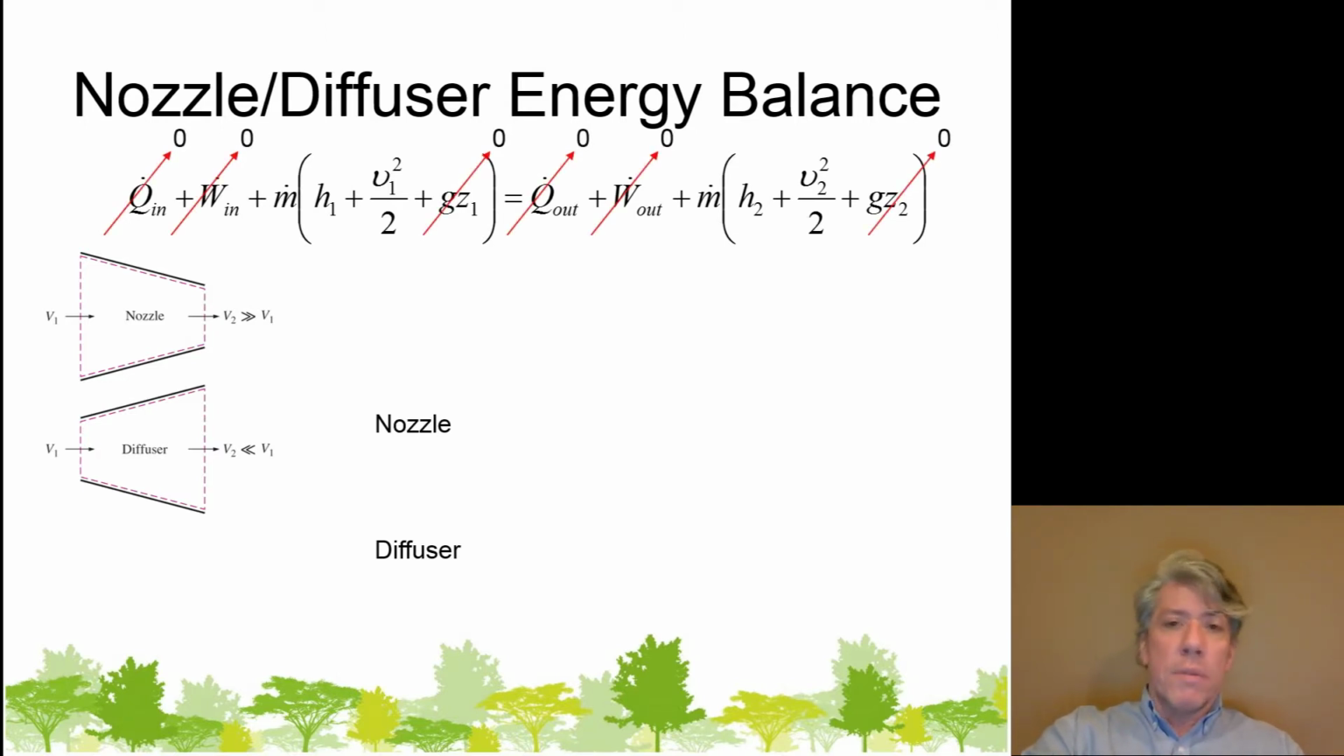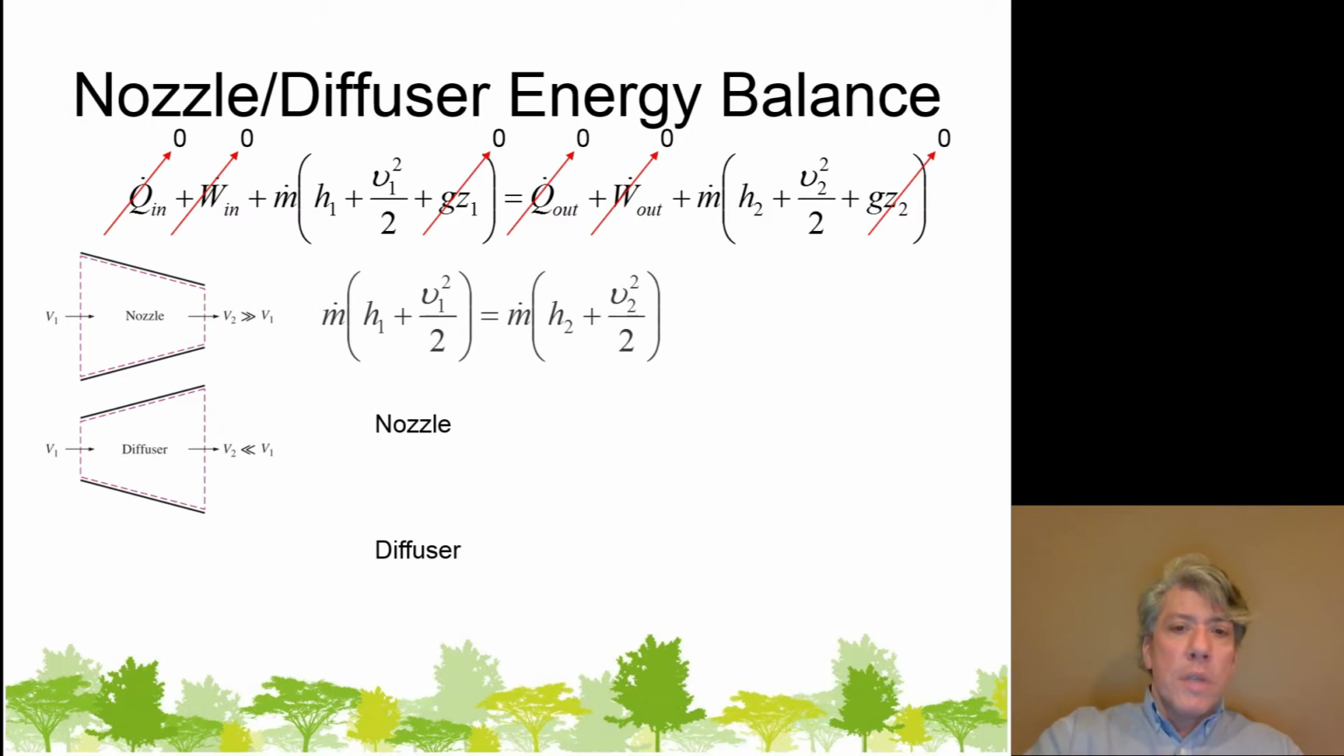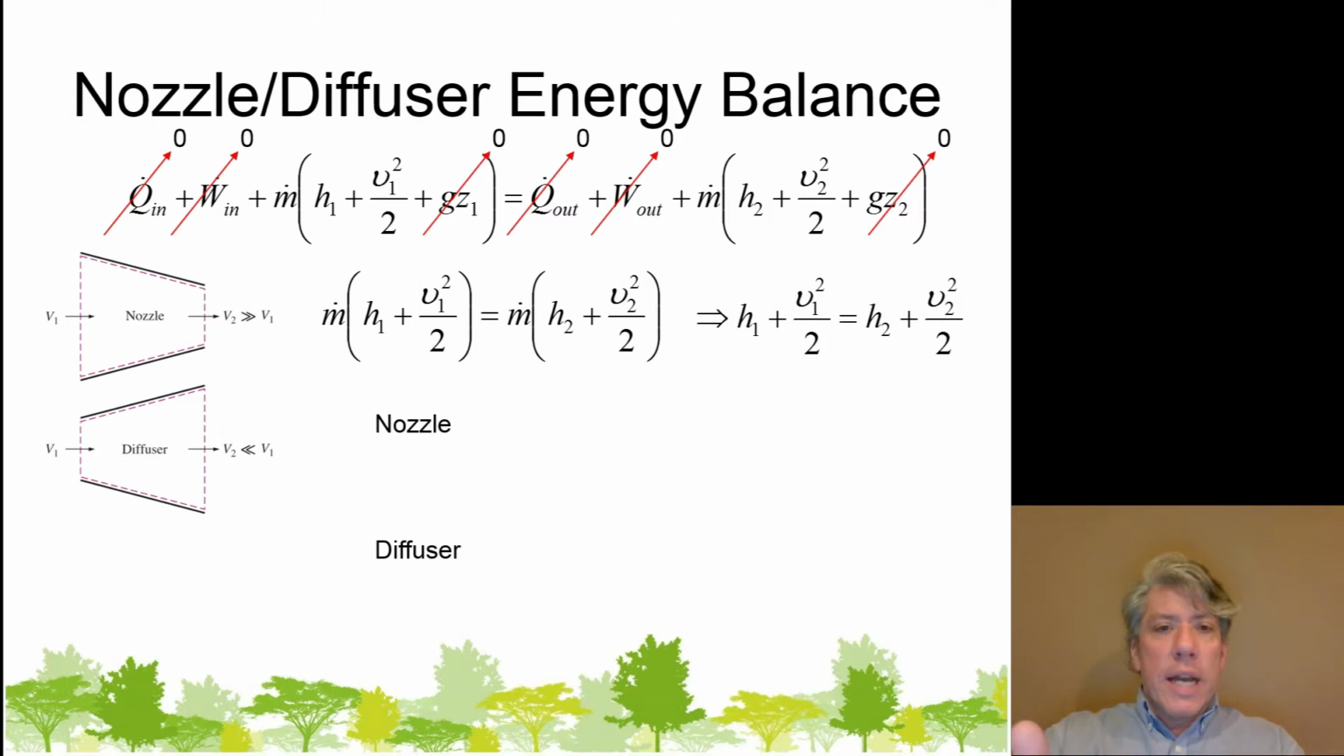It's quite a bit. That simplifies the equation down to simply a flow stream in that has both enthalpy and kinetic energy, and a flow stream out that has enthalpy and kinetic energy. And so if we realize that the mass flow rate in and out are equal, because we're assuming that this nozzle or diffuser is operating at steady state, we can cancel the mass flow rate as well.